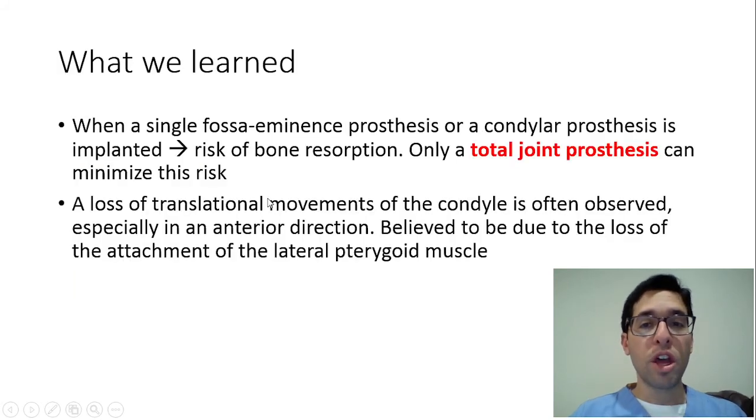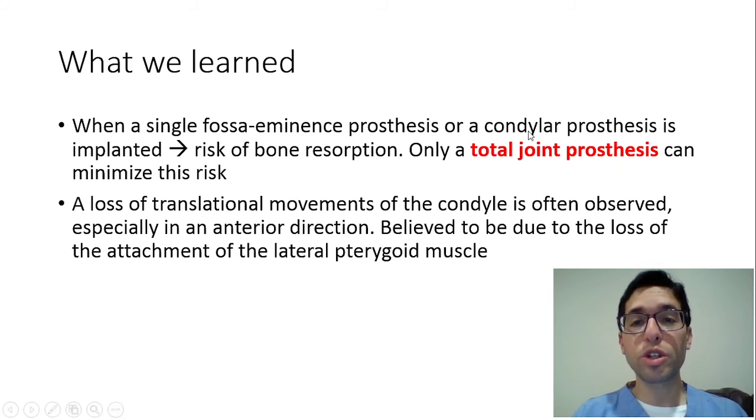All right, so from all the history, we learned quite a few things from trial and error. The first thing we realized is if you just did a single prosthesis, meaning you just put some metal either on the fossa or on the condyle, you tended to get bone resorption. If you put bone up against metal, the bone would resorb, right? That kind of makes sense.